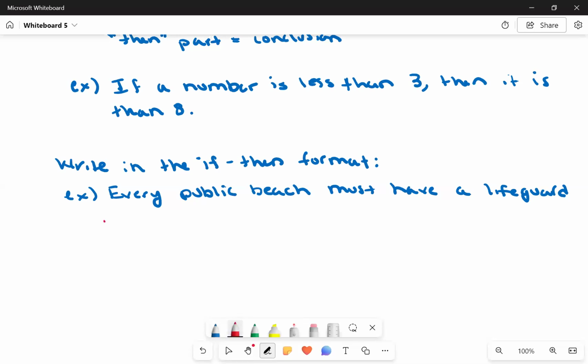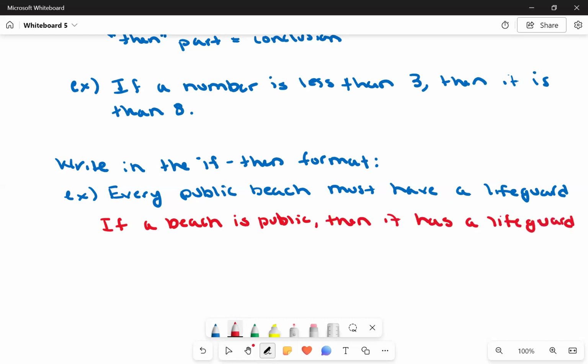So if a beach is public, then it has a lifeguard. And you can be more eloquent about how you word that. If you step onto a public beach, then there is a lifeguard present, right? You could say it like that, but that's the idea, is that if it's a beach and it's public, then we have a lifeguard on duty.